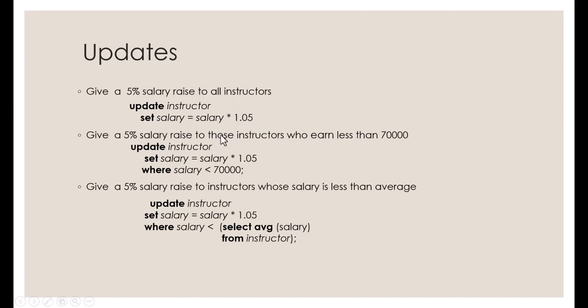We want to give a 5% raise to only those instructors who earn less than 70,000. So we have a where clause added: where salary is less than 70,000. Here we want to give a 5% raise to instructors whose salary is less than the average. So here we would have to compute what the average is. Update instructor set salary is equal to salary times 1.05, where salary is less than, and then we have this subquery which will return the average salary from instructor.